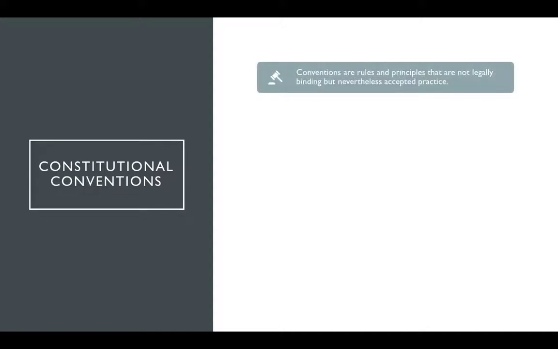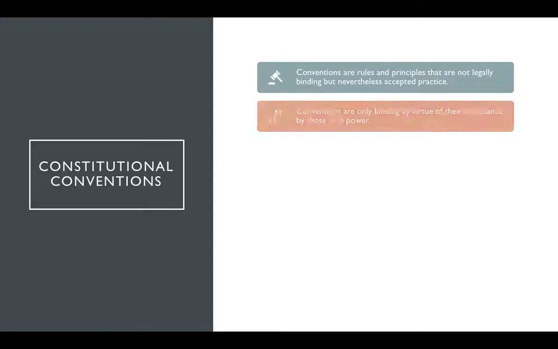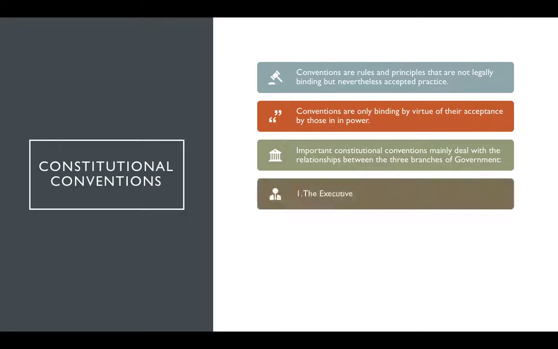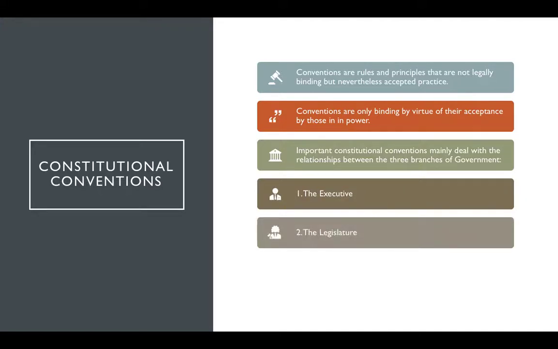Another really important source of the UK Constitution is constitutional conventions. Now, conventions are generally rules and principles which are not legally binding, but nevertheless are accepted practice. So conventions are only binding by virtue of their acceptance by those in power. The importance of constitutional conventions mainly deals with the relationships between the three branches of government. And like we said, the three branches of government are the executive, the legislature, and the judiciary.